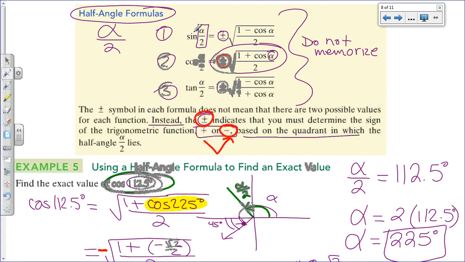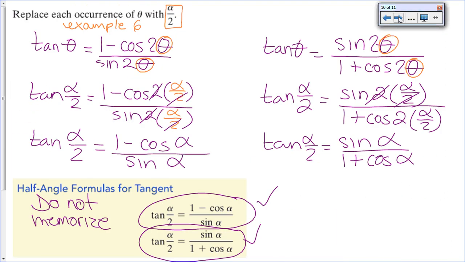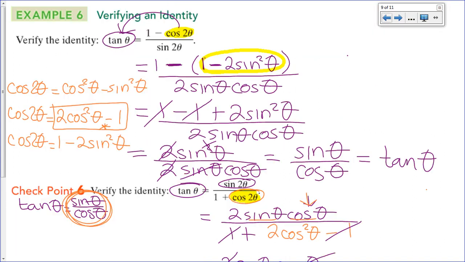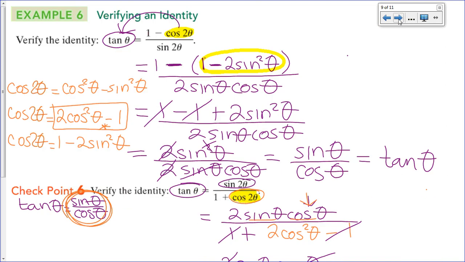We had the formulas for half angle right here, and the one that we see here is an equivalent, well, actually 2 variations. This formula is here for 2 variations of this one right here. So sometimes it's more convenient to use one rather than the other.